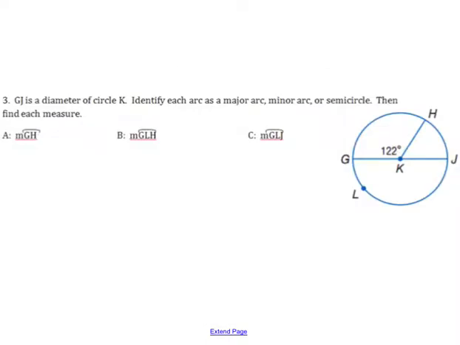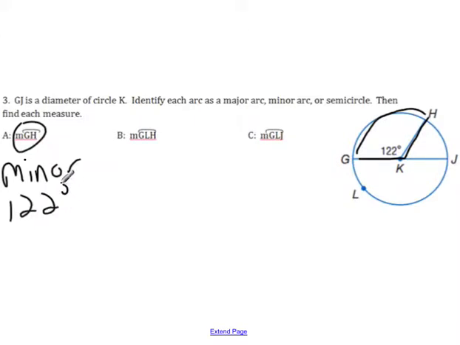Let's take a look at number 3. We know that GH, because it just says GH, we're going to assume we're taking the shortest way around. Well, the central angle is equal to the arc length. So for GH, first of all, it's going to be a minor arc because it's only 122 degrees, and that's less than 180.